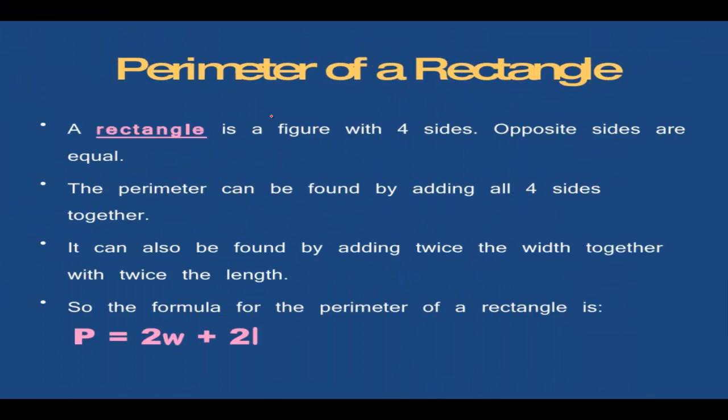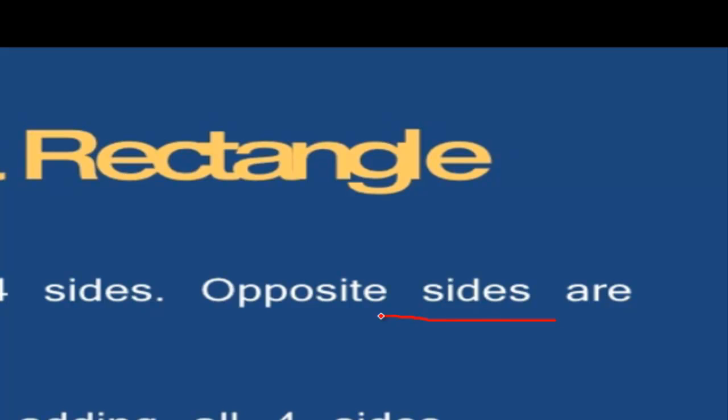Let's see the perimeter of a rectangle. A rectangle is a figure with 4 sides. It's the same as the square. But what is the difference between the square and the rectangle? Okay, again, what is the difference between the square and the rectangle?